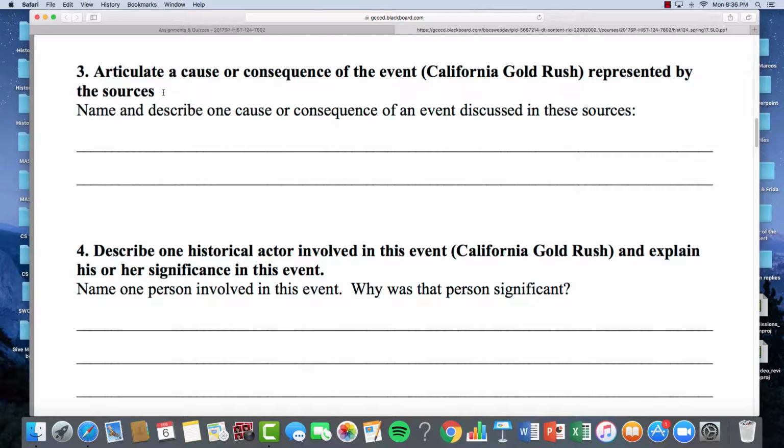What did the gold rush do? What was one major effect of it, politically, socially, economically, or what was a cause of the gold rush? What caused the gold rush to be such a wild, crazy, monumental event in not just U.S. history, but in world history too. So cause or consequence, cause or effect, that's what I want you to talk about in part 3. That is, what is a cause or consequence of the California Gold Rush?